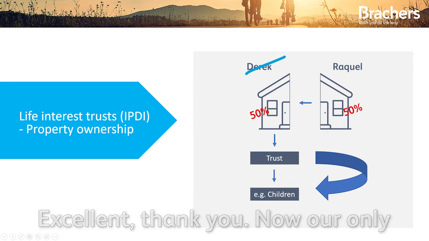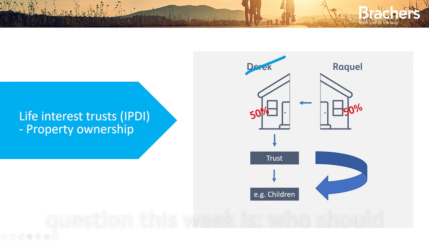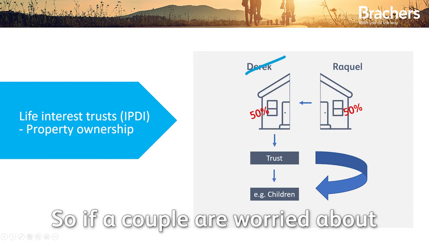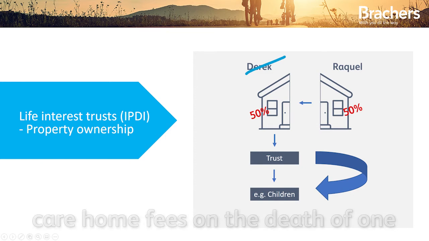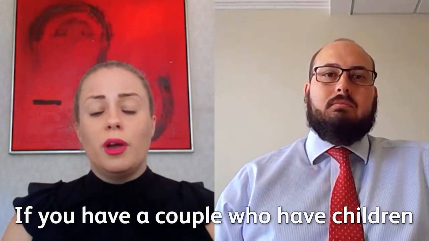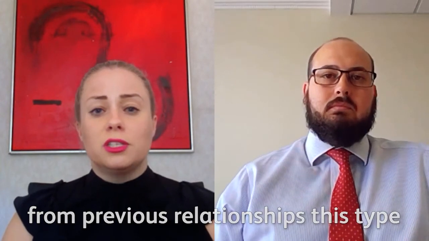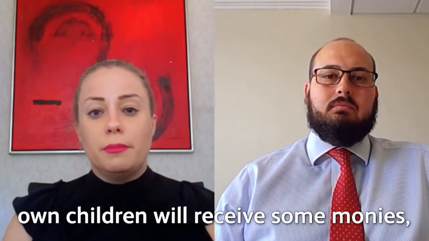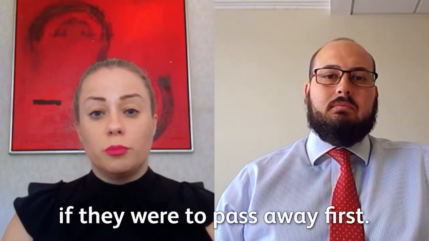Excellent, thank you. Now, our only question this week is who should consider using this type of trust structure within their will? So this type of trust structure is really beneficial for quite a few reasons. If a couple are worried about care home fees on the death of one of them, this trust structure can be used to protect 50% of the property. If you have a couple who have children from previous relationships, this type of trust structure can ensure that their own children will receive some monies if they were to pass away first.